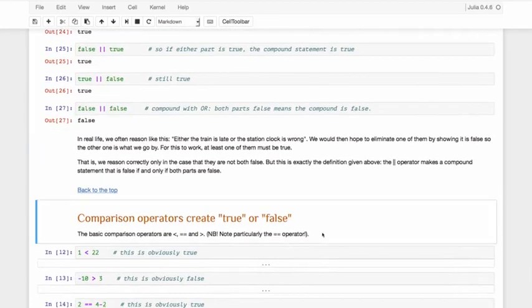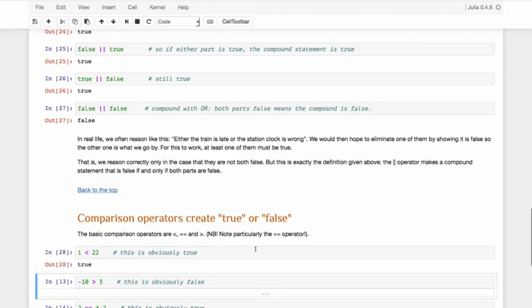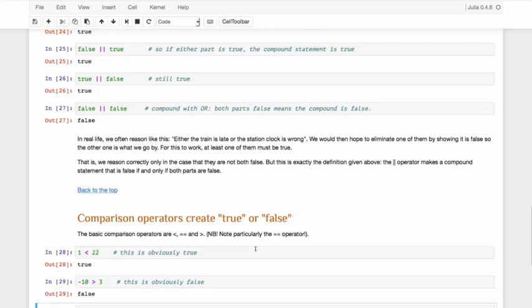In Julia, as in most computer languages, to create a value which is true or false, we very often use comparison operators, and in fact very often use them on numbers. After all, Julia is a language specifically for numerical computing. So 1 less than 22 is obviously true, we see that. Minus 10 greater than 3 is obviously false.